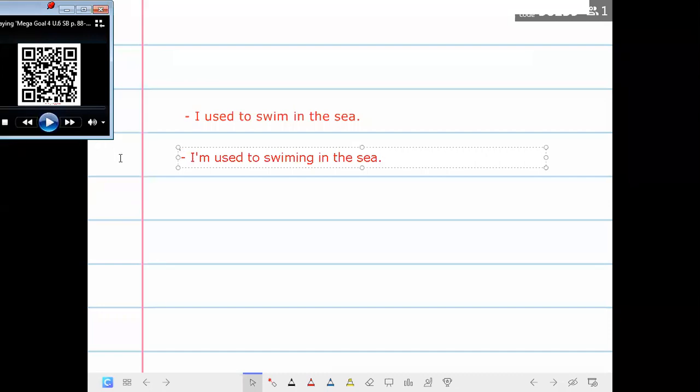What are the differences between these two sentences? When I say I used to swim in the sea, and when I say I am used to swimming in the sea. Who can give me the differences between these two sentences? Ahmed Zaki, go ahead, Ahmed.